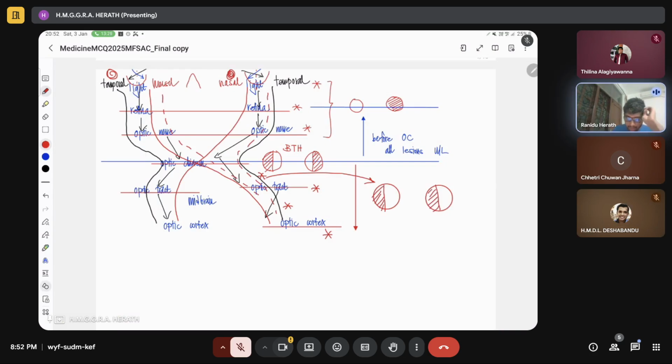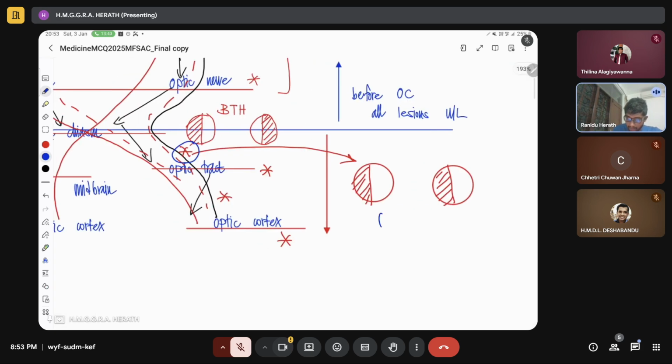So just like that, the lesion is on the same side. However, the defect is on the opposite side of the visual fields, right? So this is contralateral hemianopia. Understood? This is contralateral hemianopia.